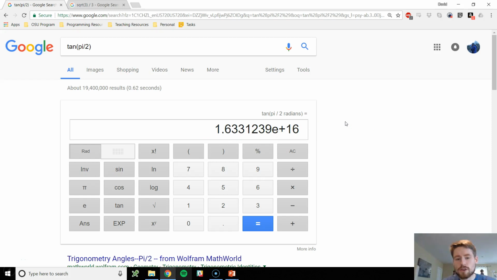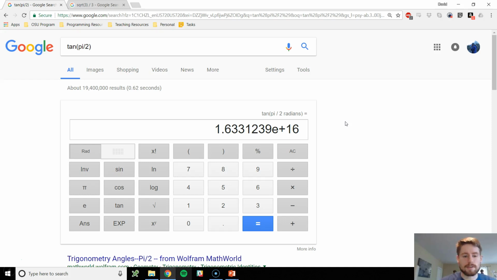So why is this number so big? That's 1.6 times 10 to the 16. Well, when you're very close to that pi/2 angle, when you're really close to vertical, your slope is incredibly steep. You have a very steep line, right? And so it looks like it's doing some approximation here and not giving you the actual correct answer. But tangent of pi over 2 exactly is undefined.